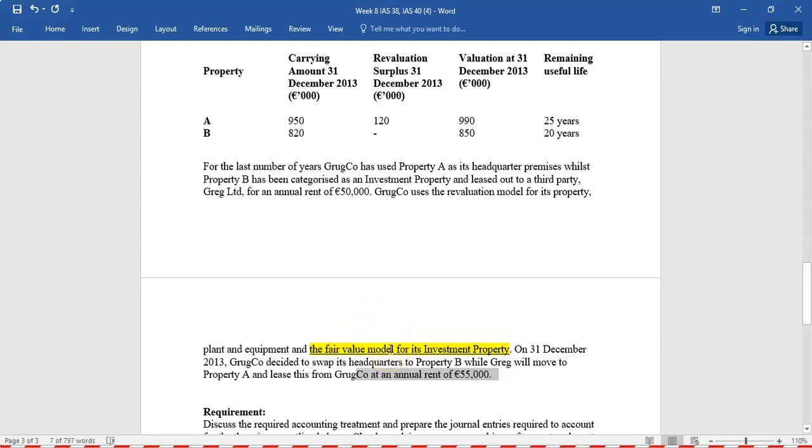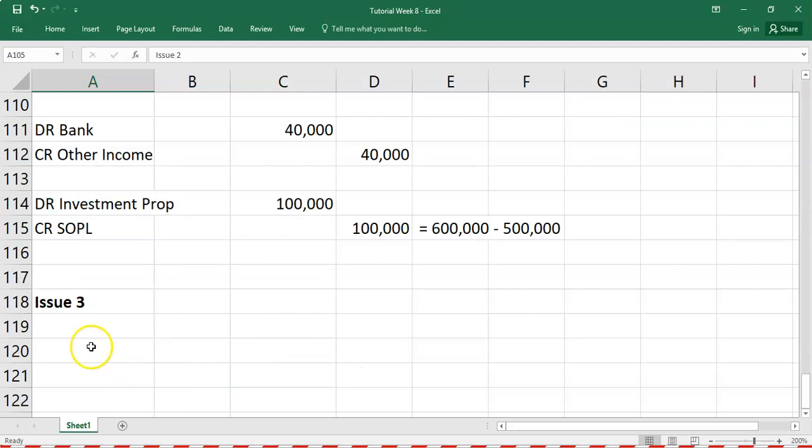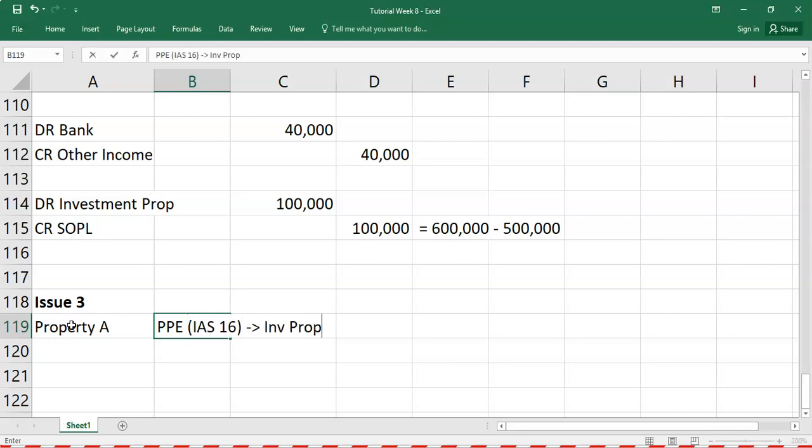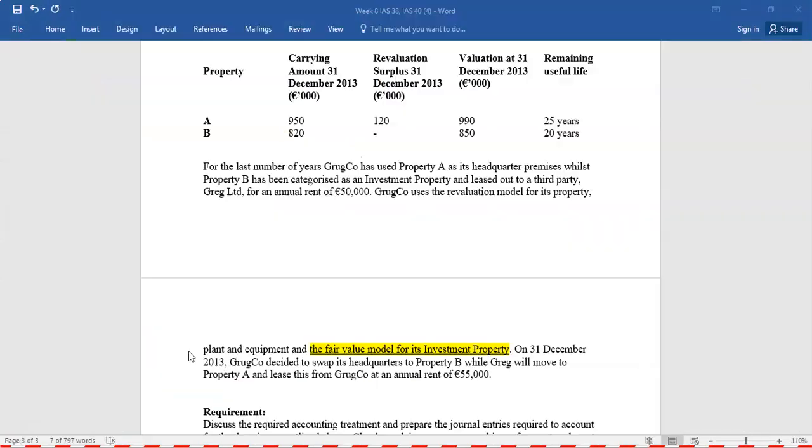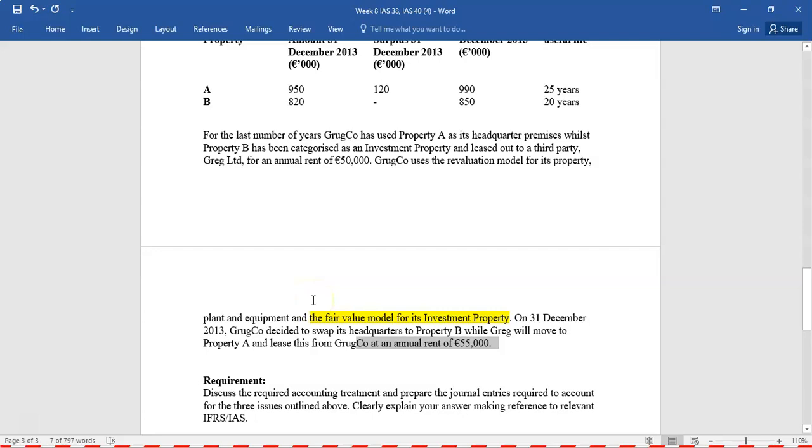So you're swapping a PPE to, if I write it down to make it clear, property A is going from PPE, IAS 16, to become an investment property under IAS 40. And property B is going from an investment property under IAS 40 to PPE under IAS 16. This is an important one that we covered in class around the transfers and what the rules are.